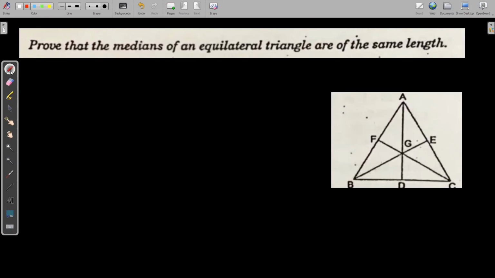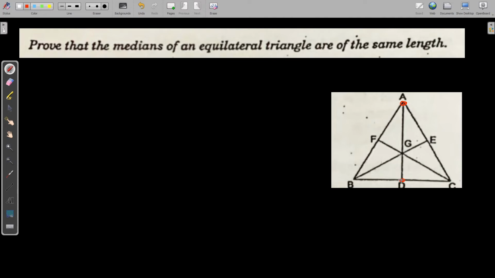So, given, prove that the medians of an equilateral triangle are of the same length. Now in this question, they haven't asked us to do any congruency. They are simply asking, prove that the medians. Before that, we need to know what is a median. Any idea? If you know, you can comment. So median means when in a triangle, from the vertex, we draw a line which joins the midpoint of the opposite side. That is called a median.